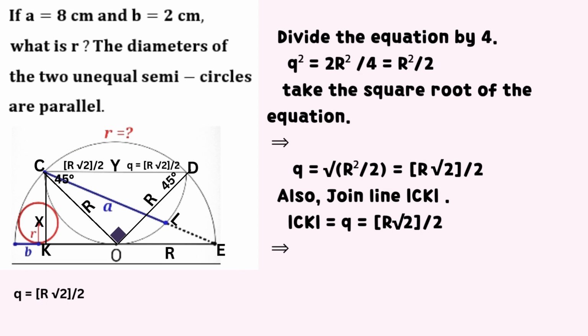Also, join line CK. Line CK equals Q, which equals half the product of R and the square root of 2.